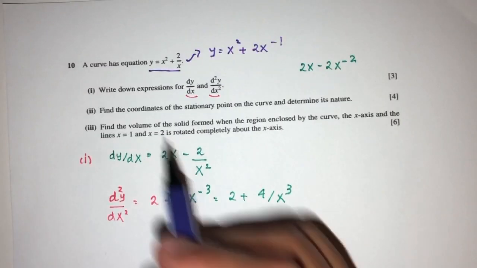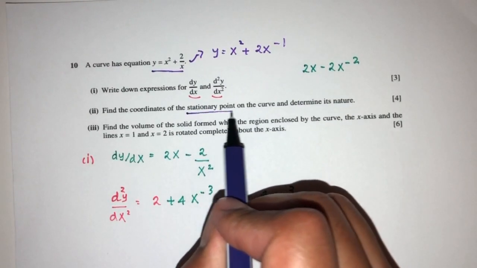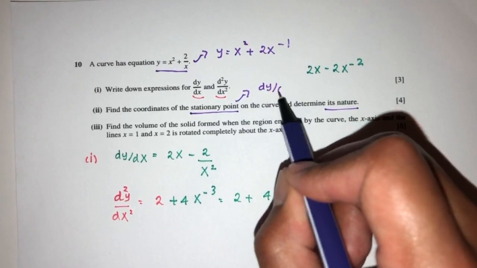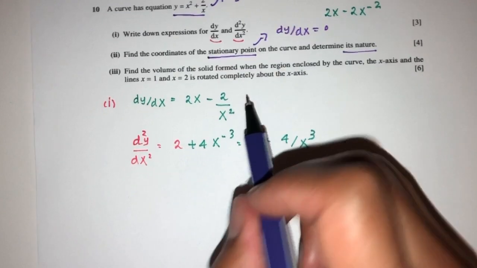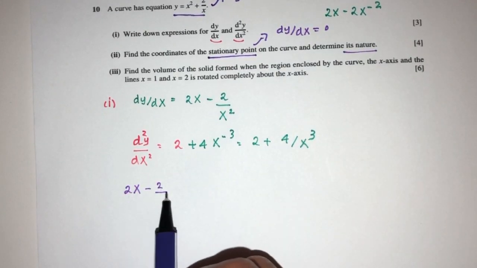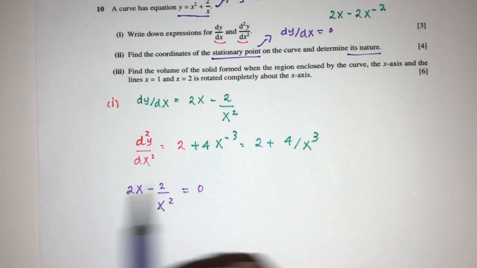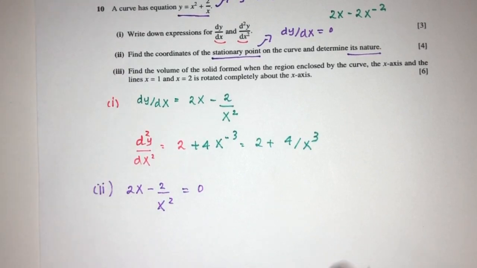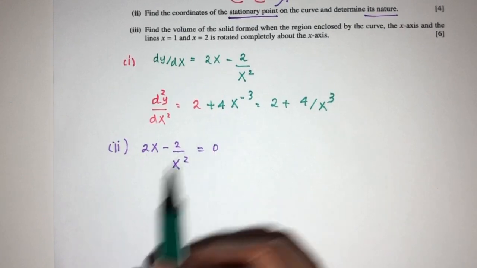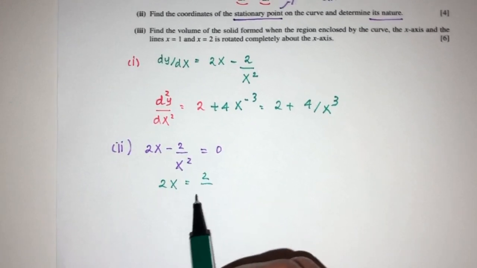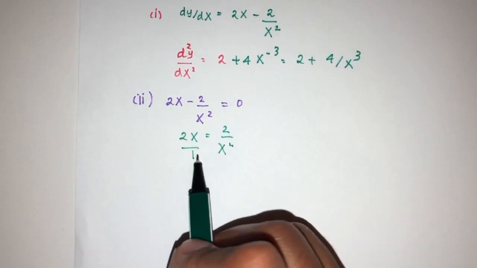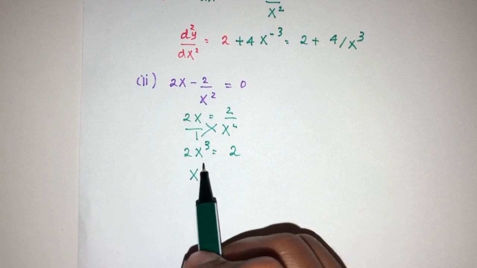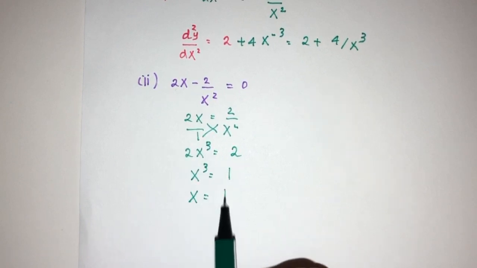Now part 2, we have to find the stationary point on the curve and find its nature. So pretty easy. This happens when dy/dx is equal to 0. So equate: 2x minus 2 over x squared is equal to 0. Move this over here, you will have 2x equals 2 over x squared. Cross multiply, you will have 2x cubed equals 2. x cubed is equal to 1, so x has to be 1.